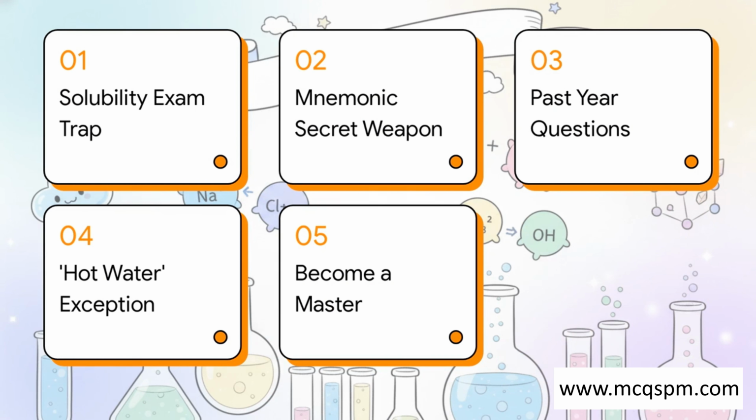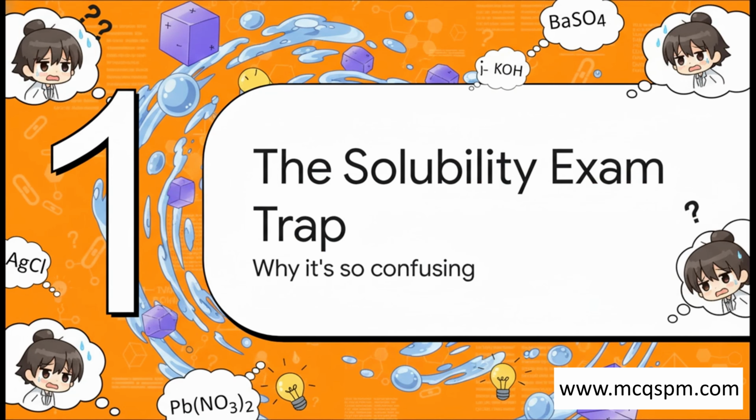Here's our game plan. We're going to look at why this is such a trap. I'll give you your new secret weapon. We'll test it on real exam questions, cover a tricky exception, and by the end, you'll be a master. Okay, first up, let's really understand the problem we're trying to solve here. Why exactly do so many students get stuck on this topic?